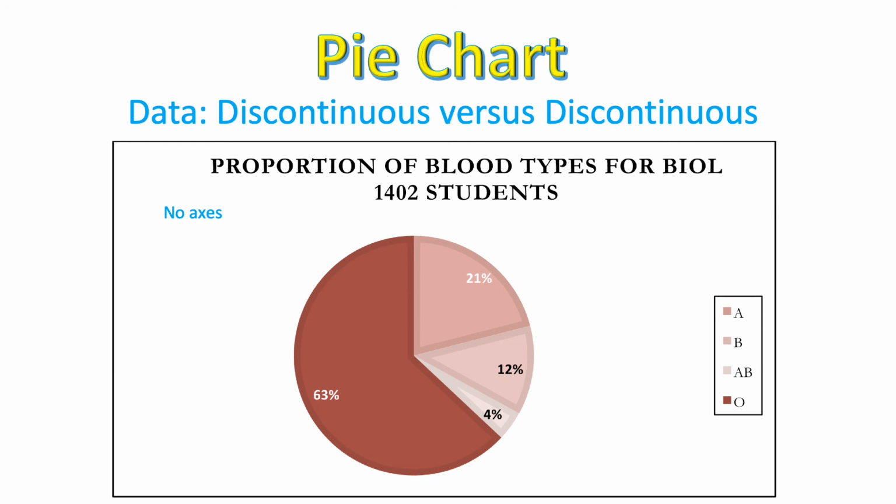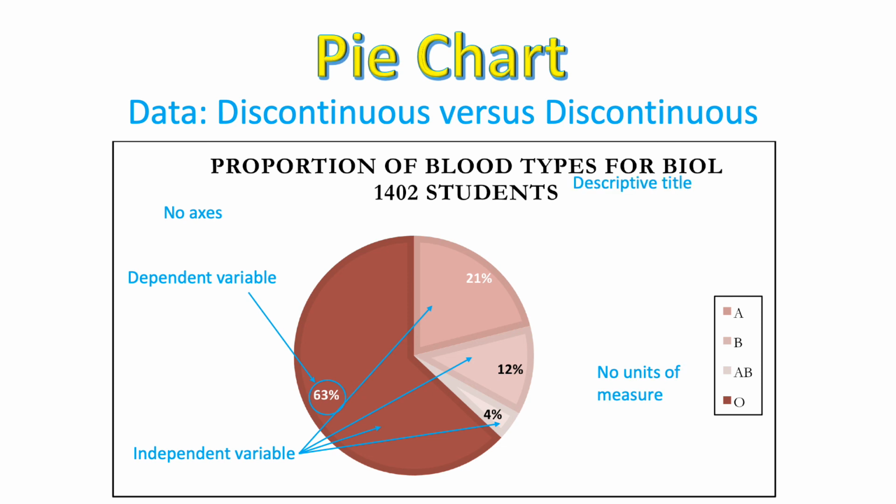So, since it's a pie chart, you do not have an axis. Your dependent variable is going to be your percentage. Your independent variable is going to be each different section. So you have A, B, AB, and O blood. There are no units of measurement for this one. It has a descriptive title, and this one does have a legend. This legend is very clear. You can clearly tell which is the different blood type.